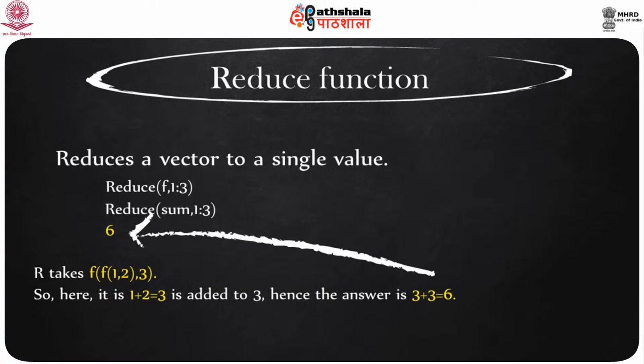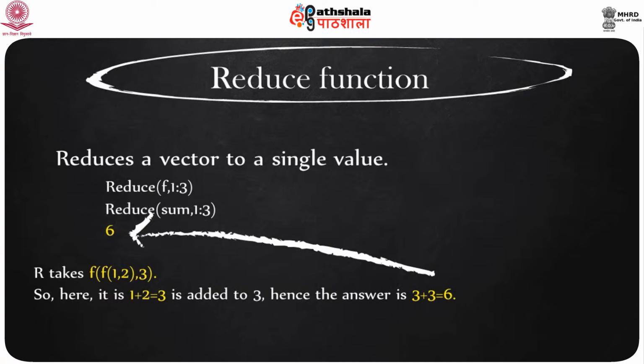So, whenever we write reduce, then within the brackets f comma 1, 2, 3, actually what R does is it takes f of f of 1, 2, comma 3. That is, at first the function f is applied to 1 and 2. Then again the same function f is applied to the resultant value of f of 1, 2 and additionally 3. So, now the argument is f of 1, 2 and 3.